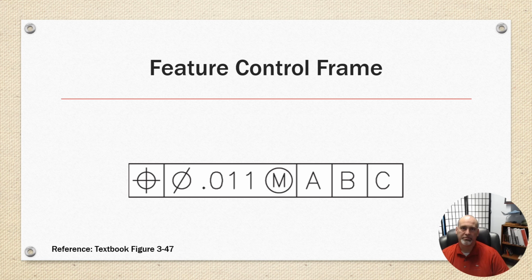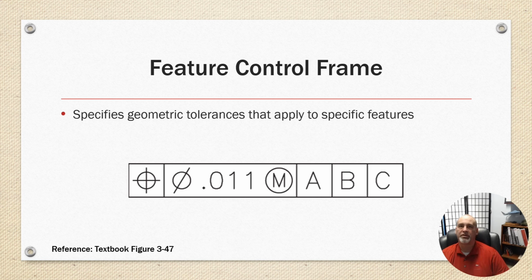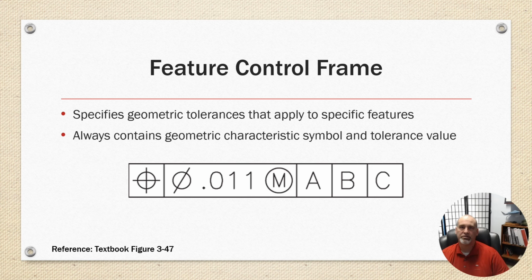Feature control frames specify geometric tolerances that apply to specific features, and they always contain a geometric characteristic symbol and a tolerance value. So in this example, the geometric tolerance symbol is position, and its tolerance is to be within a diameter of 0.011, or 11 thousandths. They're giving maximum material condition to the hole itself, and then we have a call to datums A, B, and C.